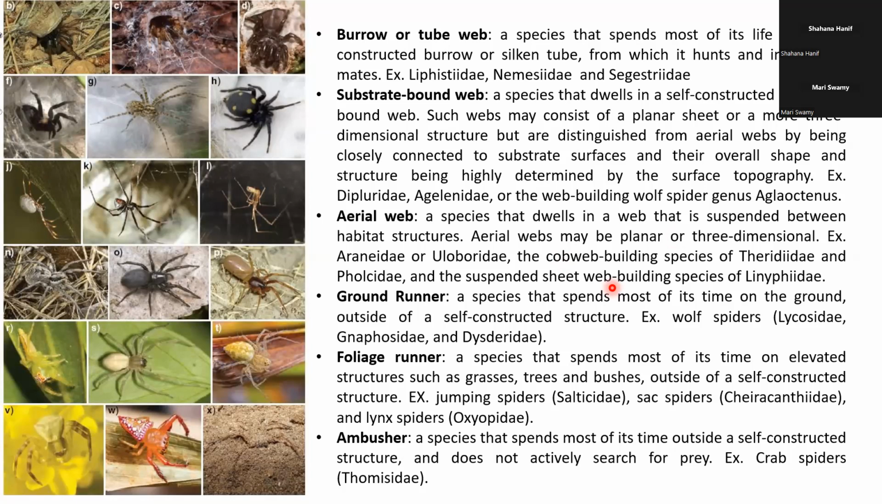Then foliage runners. Here you can see Salticidae, the jumping spiders, another beloved family of spiders. Then ambushers, as I said, spend most of their time outside the self-constructed structure, and unlike foliage runners, they won't actively go and search for prey, they will wait for the prey. As you can see here, this particular Thomisus onustus is sitting on a flower and waiting for prey. It primarily preys on bees, bumblebees, and ants, sometimes wasps also.